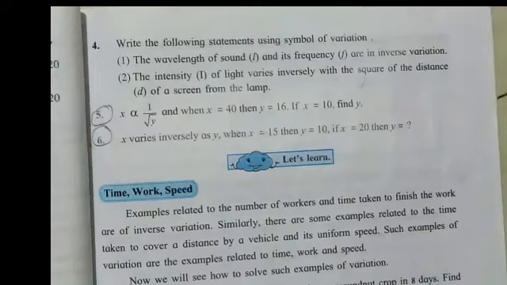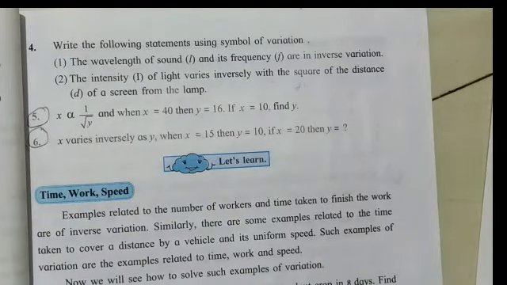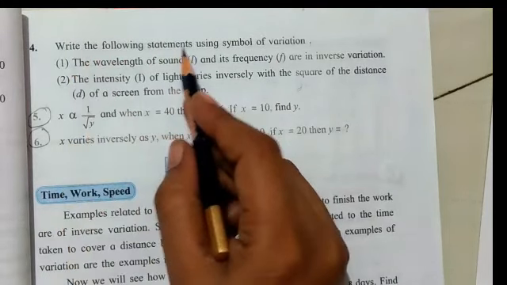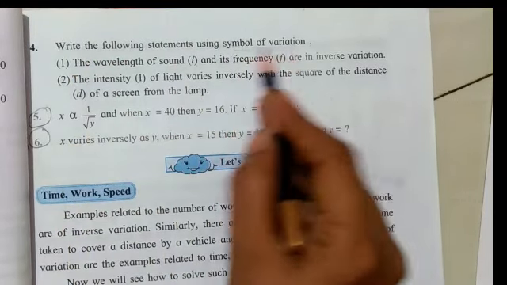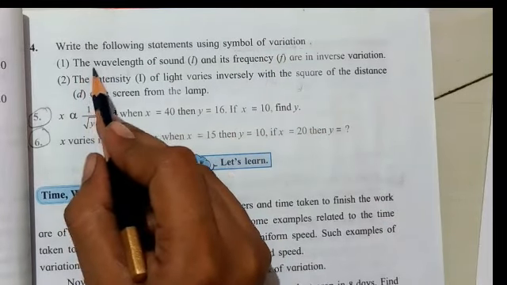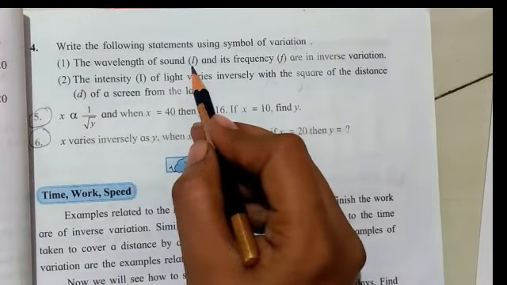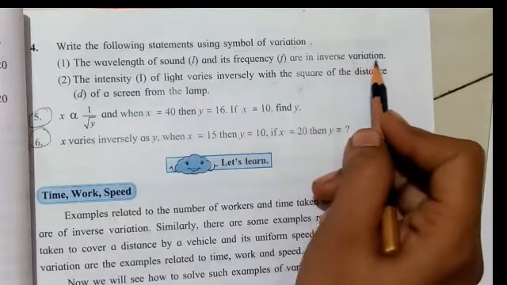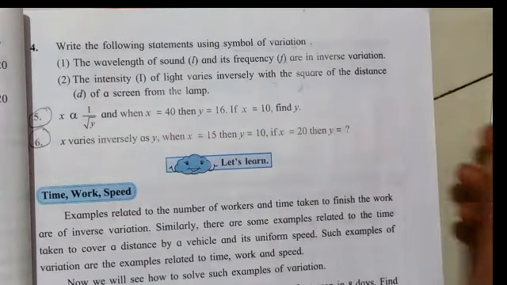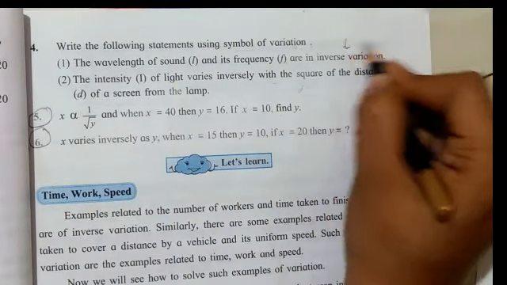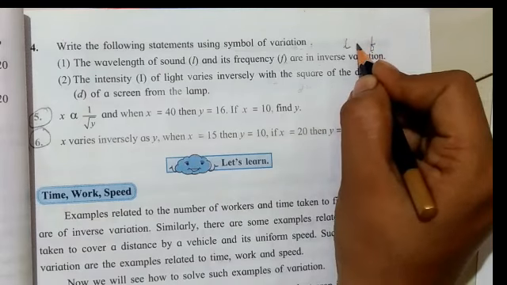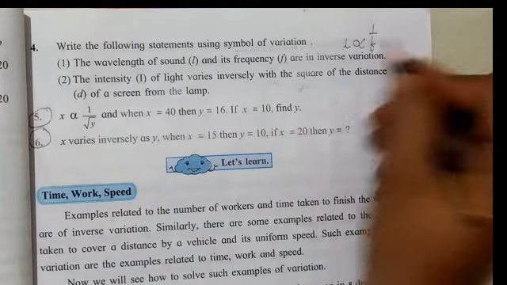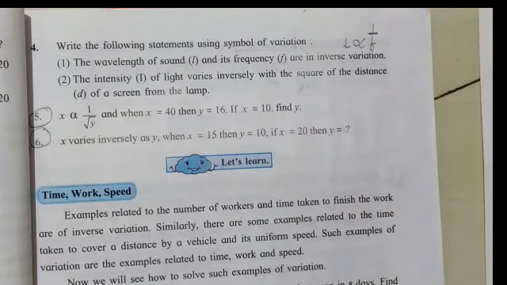Okay. Now students, let's go to page number 39, where the fourth question, the last question from practice set 7.2, is given. We have to write the following statements by using the symbol of variation. The first one: the wavelength of a sound is indicated with the letter L and its frequency is indicated with F, and they are in inverse variation. So how are we going to show that? L and F, we are going to show inversely. So this is the symbol of variation, and 1 upon F we have to write.